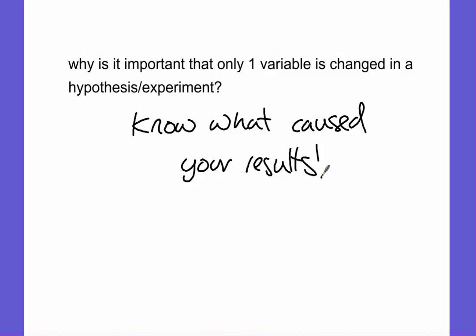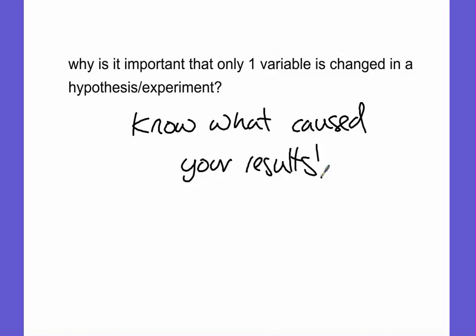It is very important to be able to know what caused your results. And yes, you're right if you answered that it's going to screw up your experiment. Yeah, it does. But more specifically, you get to know what caused your result if you're only changing one thing. If you change two things, then you're not sure which one actually caused you to be late. Was it the not waking up early enough, or was it the eating breakfast? Right? If you have two things changing, it's actually impossible to know what caused your results.